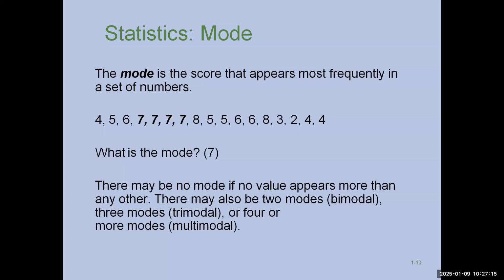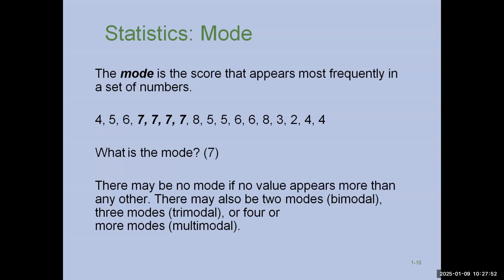So the most frequent instance in a data set is what we call the mode of that particular data set. There may be no mode if no value appears more than any other. There may also be two modes. That is what we call bimodal, or even trimodal, or multimodal. If one data value occurs two times, it is what we call bimodal. If it is three times, it is called trimodal.